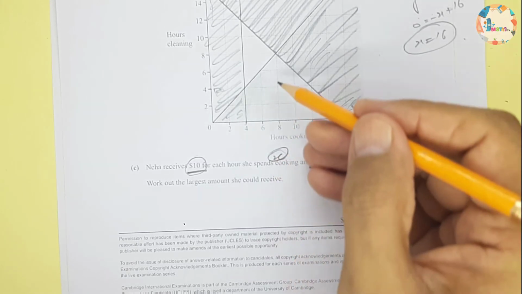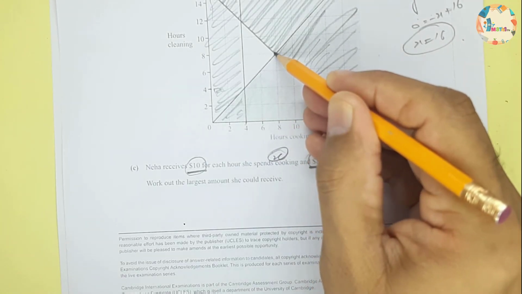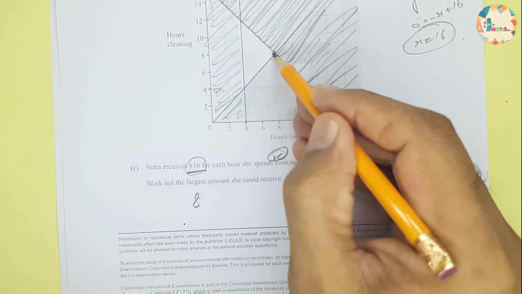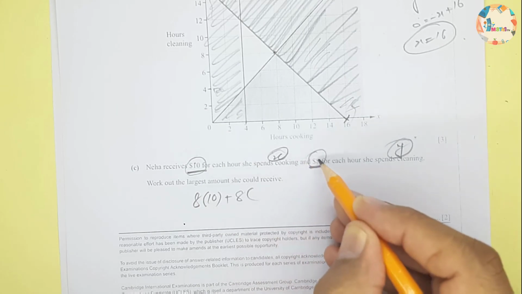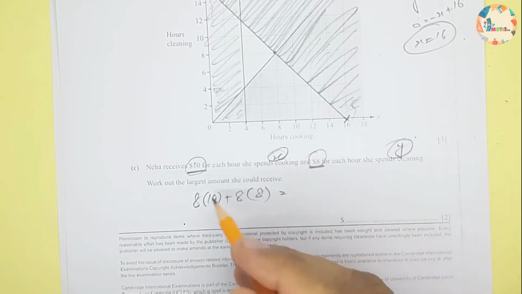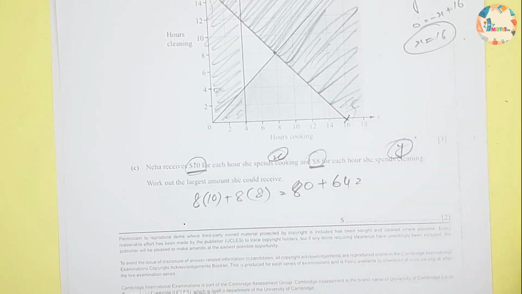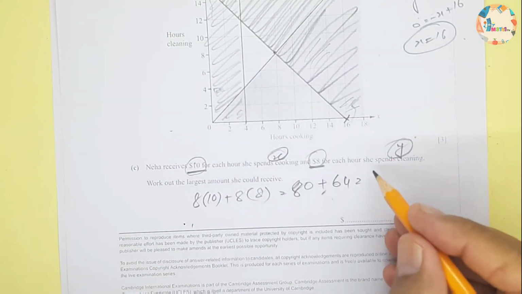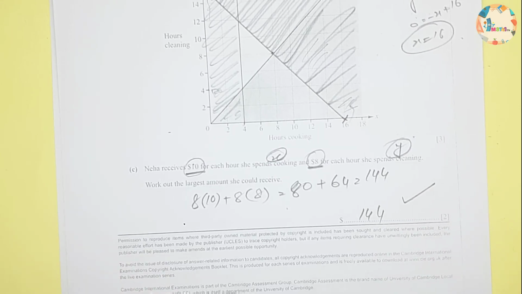So the x value should be maximum. The maximum x value is over here, which is 8. So we take the x value as 8, and the y value for this point will also be 8. So 8 multiplied by 10 plus 8 multiplied by 8 is equal to 80 plus 64, which gives us 144. So the answer will be $144. This is done, and with this question we are done with the paper also.